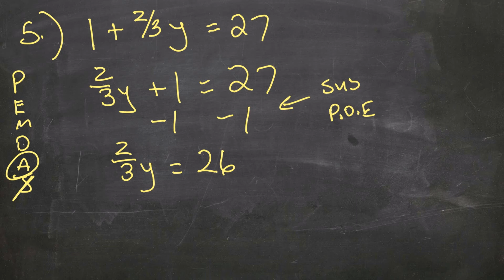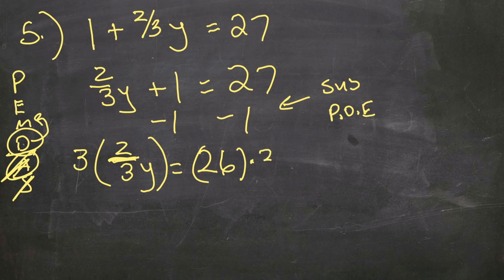It really depends on how you think of fractions. I think of fractions as 2 divided by 3, so I think I have division going on. I am dividing by 3. So to get rid of that division, I have to multiply. That's why I'm going to multiply both sides by 3. The 3's cancel on the left, I end up with 2y equals 78.